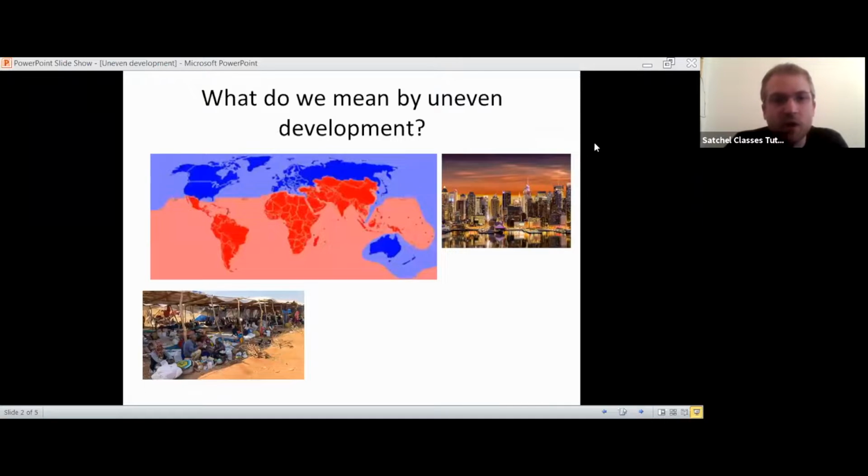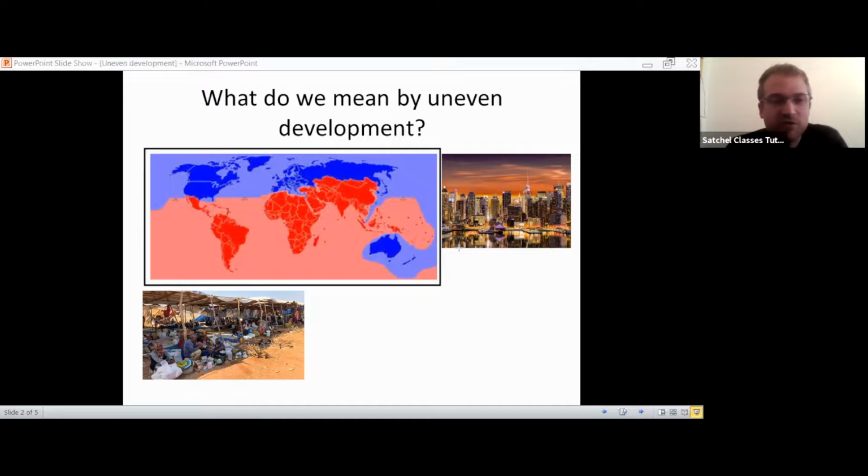So first of all, what do we mean by uneven development? If you have a little look at the picture at the top, we've got an image that shows how the world is kind of divided. Now this is constantly changing, so it was initially drawn up a while back. However, now there are countries that are transitioning into more developed nations.